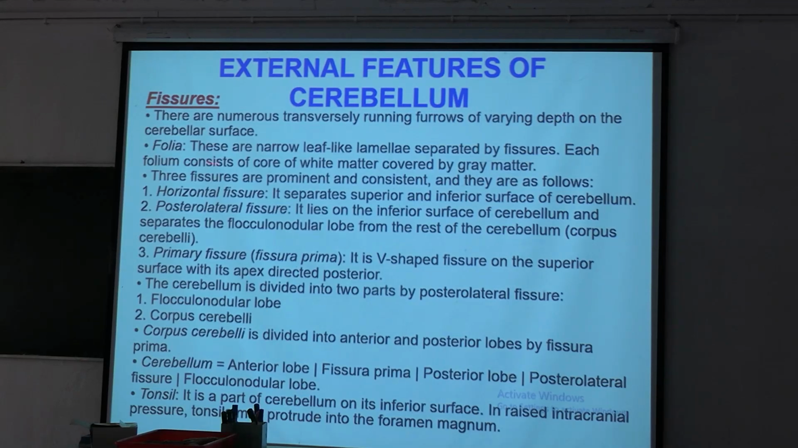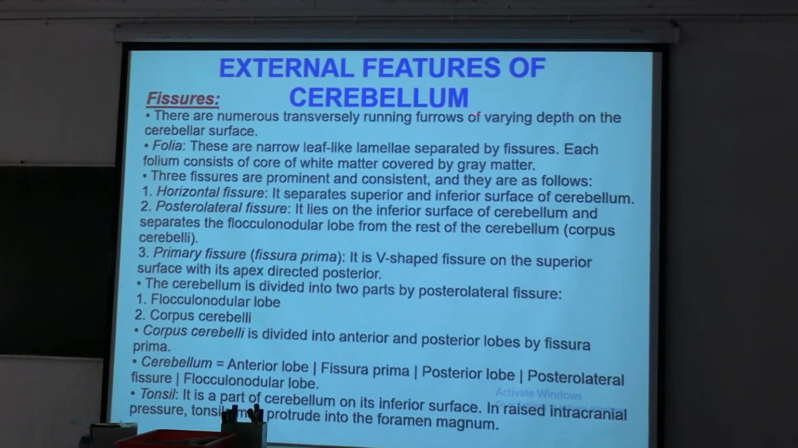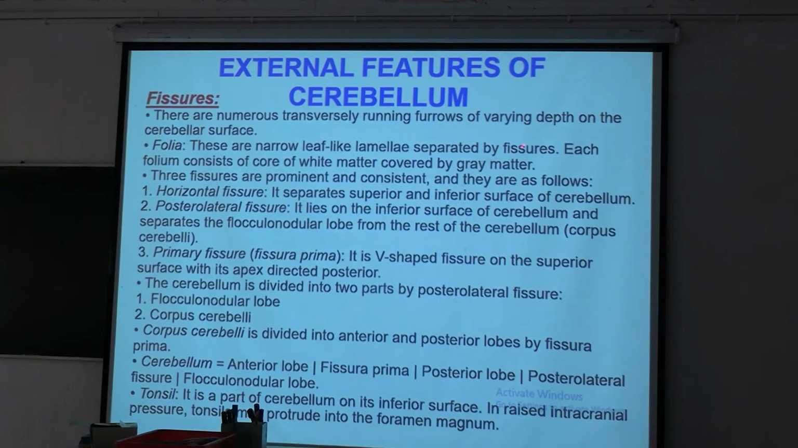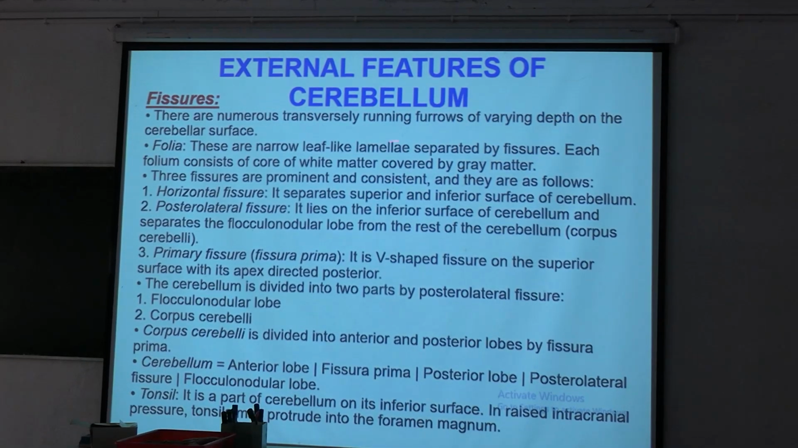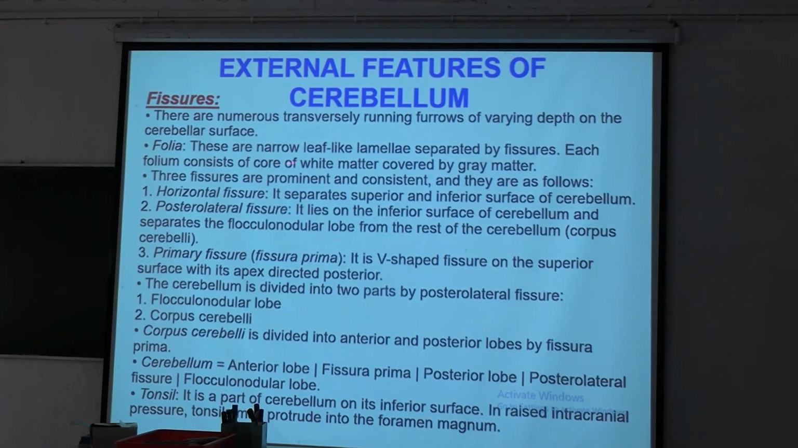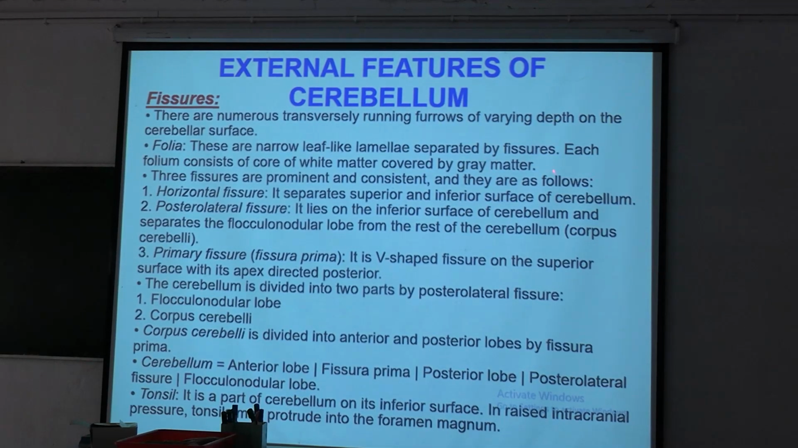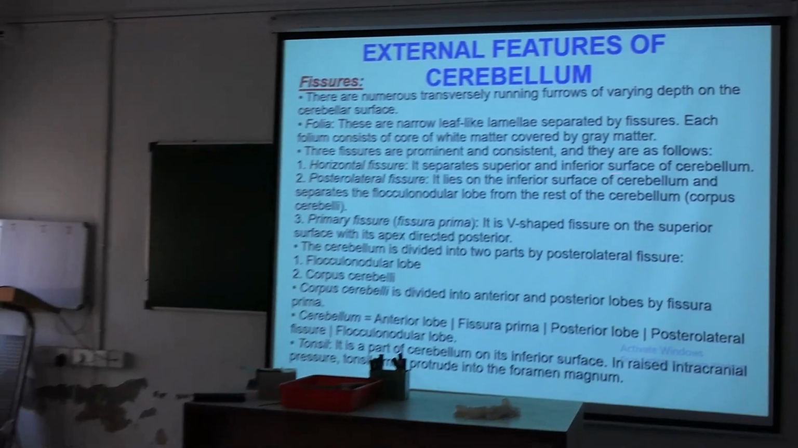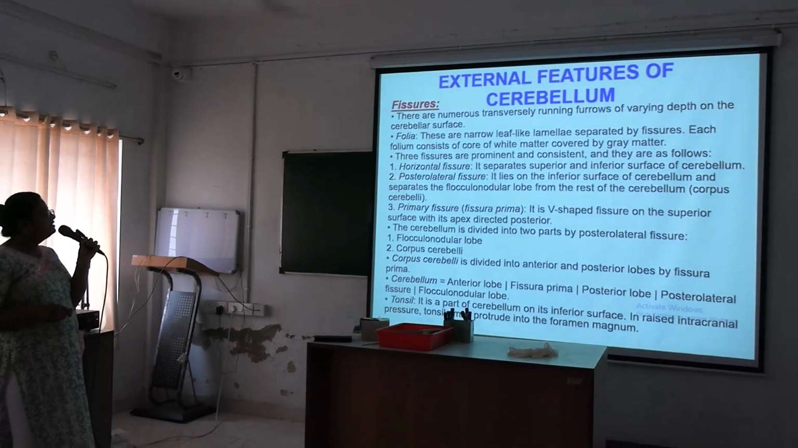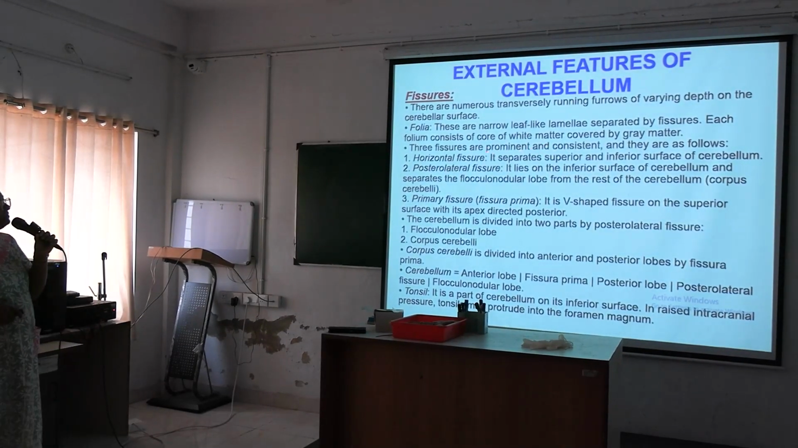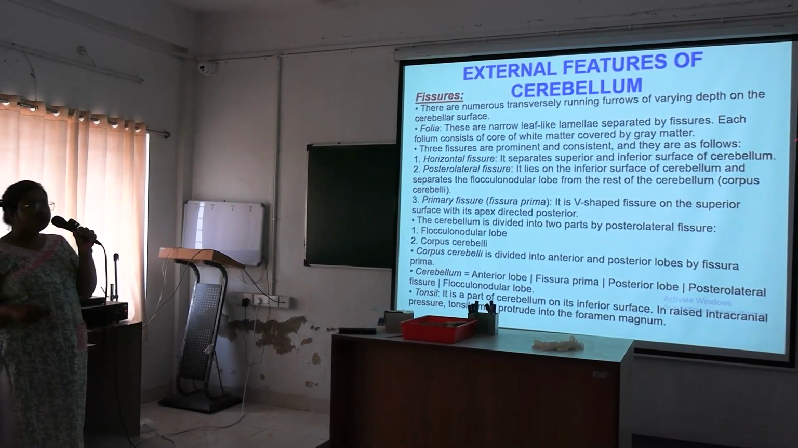Next, we go to fissures. There are numerous transversely running furrows of varying depth on the cerebellar surface. Folia are narrow leaf-like lamella separated by fissures, and each folium consists of a core of white matter covered by grey matter.